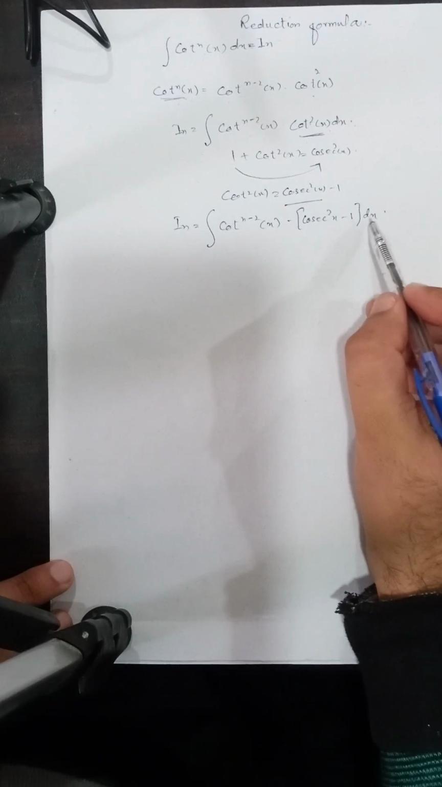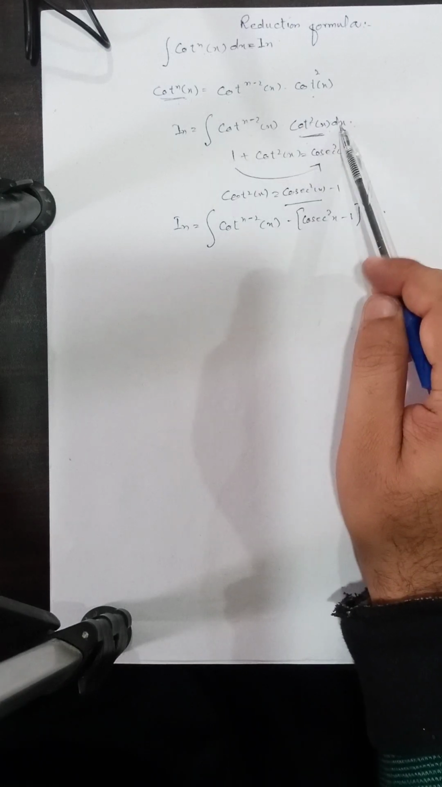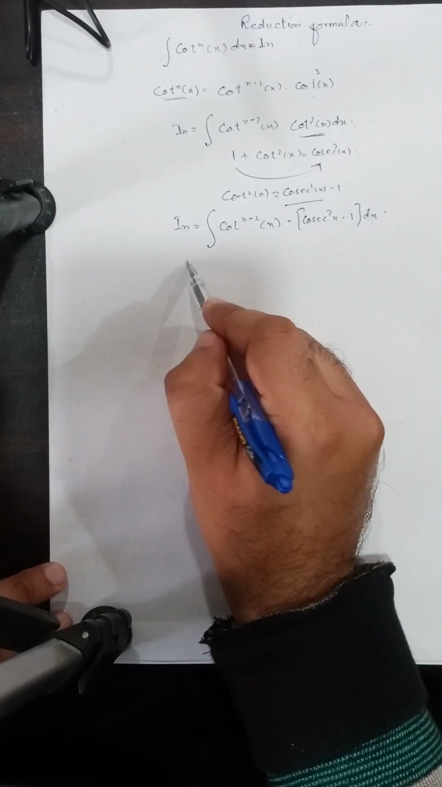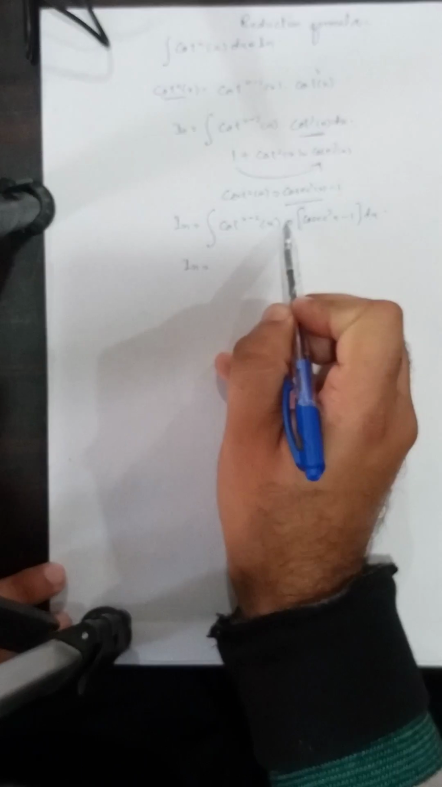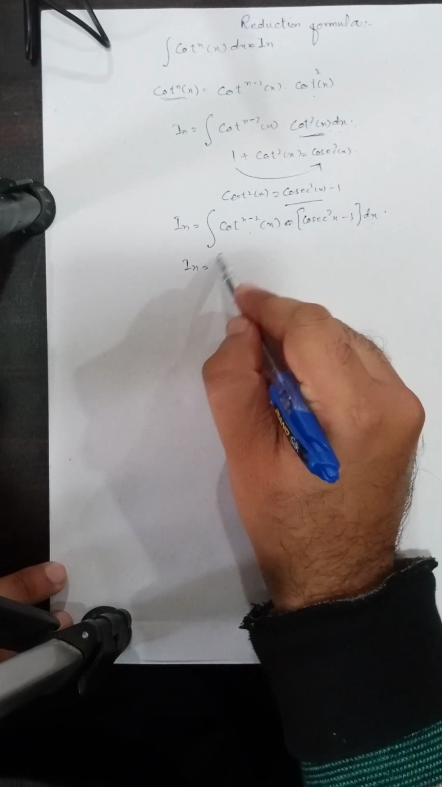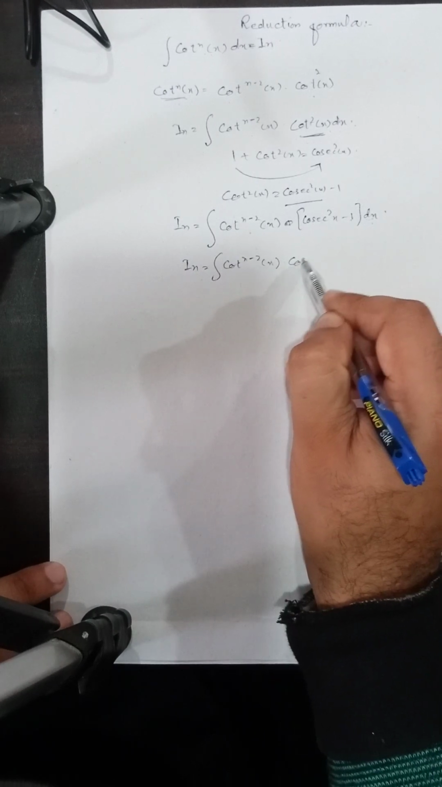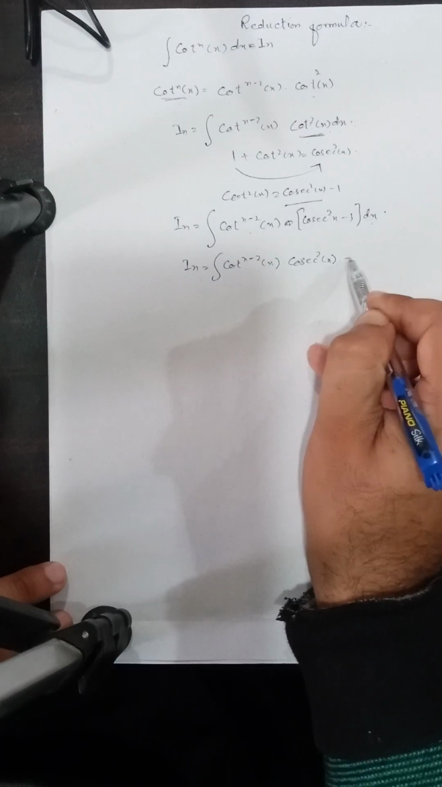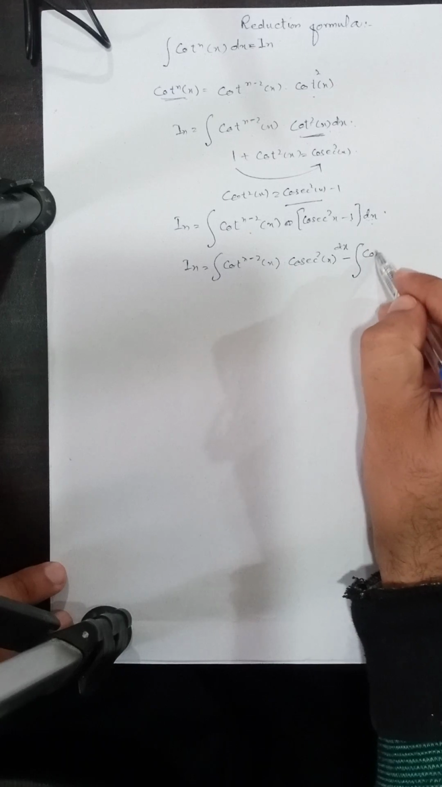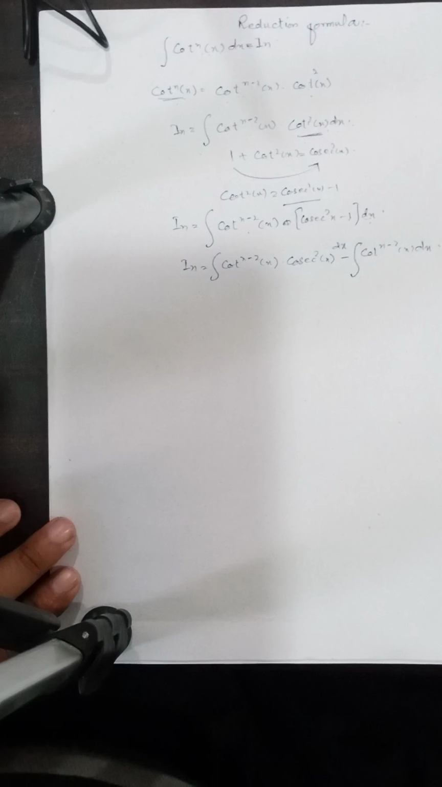dx is basically the differential of x, so this denotes that the integration is with respect to x. So I n is equal to, multiplying this cotangent power n minus 2 of x to these two terms, the integral of cotangent power n minus 2 of x with cosecant square of x, minus the integral of cotangent power n minus 2 of x with respect to x, dx.